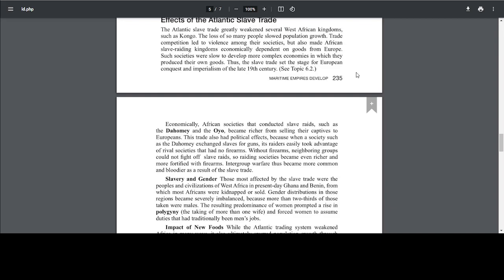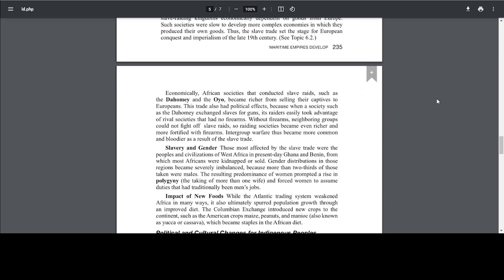Economically, African societies that conducted slave raids, such as the Dahomey and the Oyo, became richer from selling their captives to Europeans. This trade also had political effects, because when a society such as the Dahomey exchanged slaves for guns, its raiders easily took advantage of rival societies that had no firearms. Without firearms, neighboring groups could not fight off slave raids, so raiding societies became even richer and more fortified with firearms. Intergroup warfare thus became more common and bloodier as a result of the slave trade.